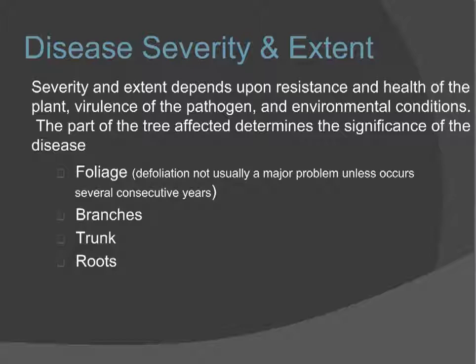The severity and extent depends upon the resistance and the health of the tree or plant, the virulence of the pathogen itself, and environmental conditions. The part of the tree affected determines the significance of the disease. If it's foliage, then it's not usually that big of a problem unless defoliation occurs over several years. Branches, a little bit more of a problem. Trunk, absolutely a problem. Roots, definitely a problem.